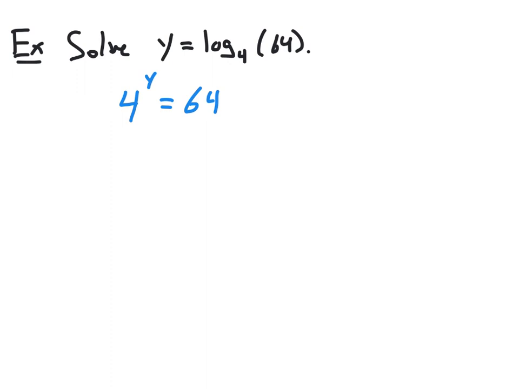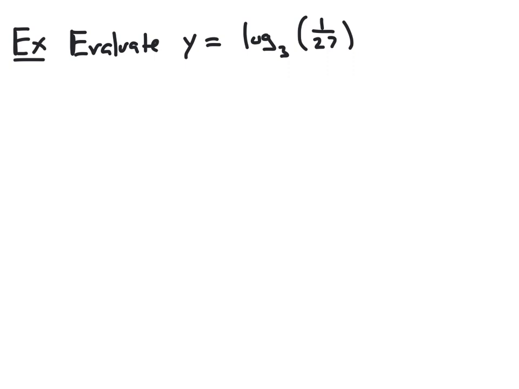So we have to ask ourselves, to what power do we raise 4 to get 64? And we quickly should be able to deduce that 4 to the third power is equal to 64. And therefore, our value for y, which is log base 4 of 64, is equal to 3. 3 is the exponent that we would raise 4 to in order to get 64. So the log base 4 of 64 is equal to 3.